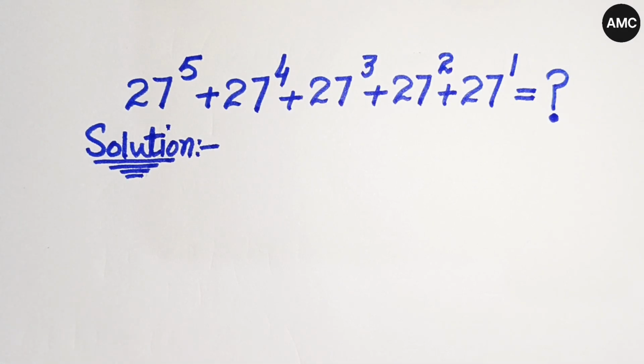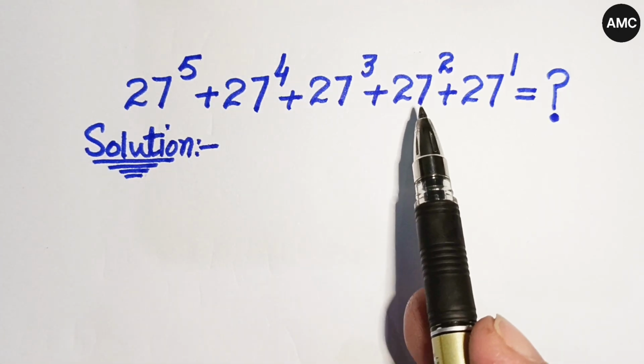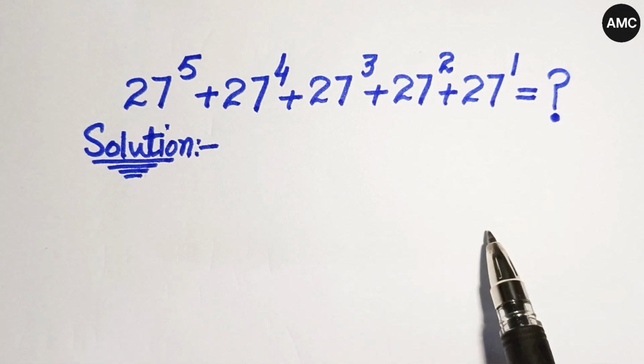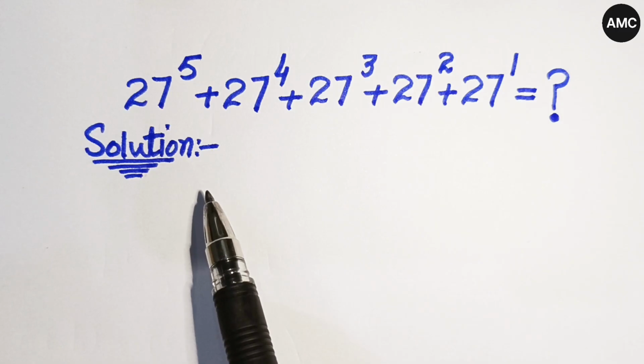Today we have a nice Harvard University admission problem. So that is 27 to the power 5 plus 27 to the power 4 plus 27 to the power 3 plus 27 squared plus 27 to the power 1 that we have to simplify, evaluate.